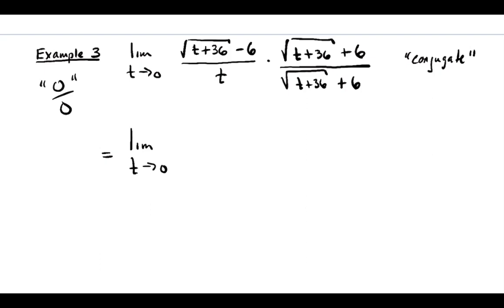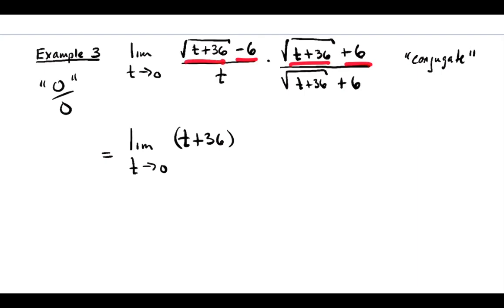If I multiply, say, in the numerators, are you guys focusing with me? I have to multiply these two quantities together using the binomial expansion, the FOIL algorithm. The first thing I'm going to get is the square root of t plus 36 times itself. Well, the square root of t plus 36 times itself is just t plus 36. And then what am I going to get? I'm going to get negative 6 times that square root and a positive 6 times that square root.